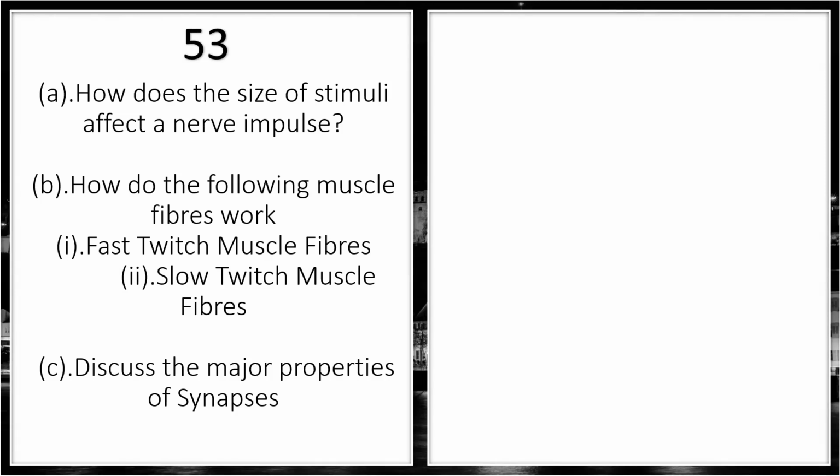Number 53. How does the size of the stimuli affect a nerve impulse? Part B. How do the following muscle fibers work? 1. Fast twitch muscle fiber. 2. Slow twitch muscle fiber. 3. Discuss the major properties of synapse.